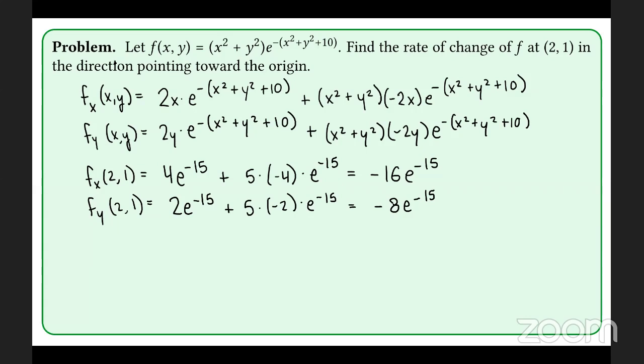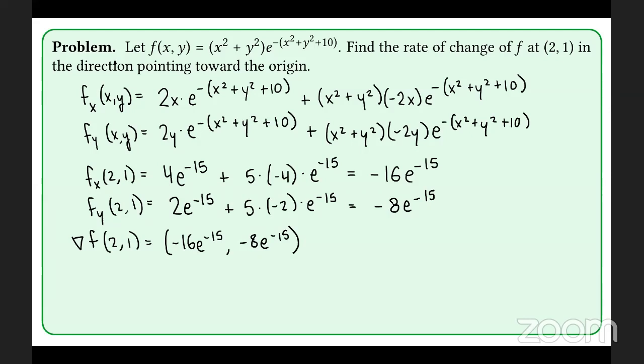And this is asking find the rate of change of f at this point in this direction, and the direction isn't x or y. So we're going to have to use the directional derivative. So directional derivative, we take this gradient that we just found. So the gradient of f at 2, 1 is, we just group both those things up, negative 16 e to the negative 15 and negative 8 e to the negative 15. Okay, we take that and then we take its dot product with the normalized vector in the direction that we want to take the derivative.